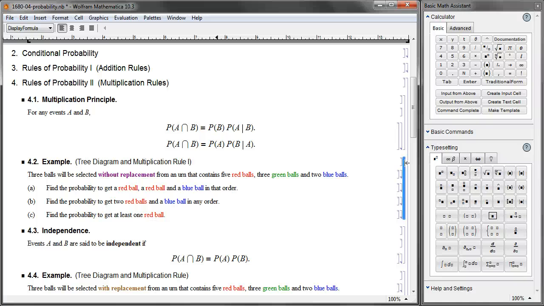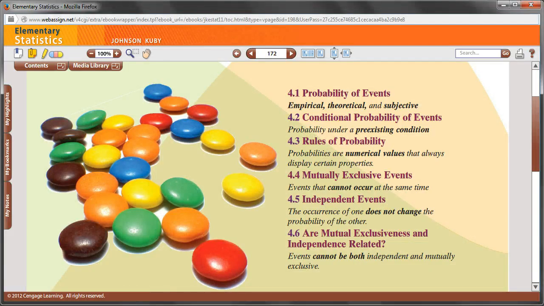Example 4.2. 3 balls will be selected without replacement from an urn that contains 5 red balls, 3 green balls, and 2 blue balls. Imagine an urn with some balls, kind of like this. Well, this is coming from our textbook, of course.